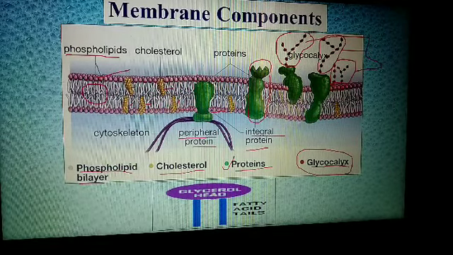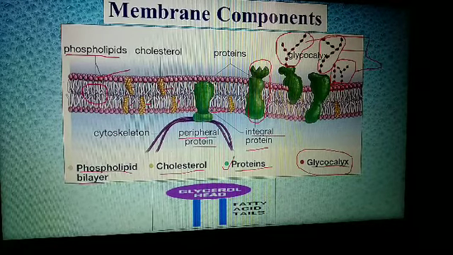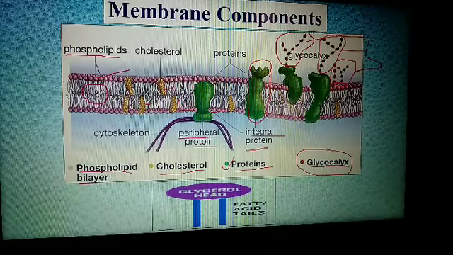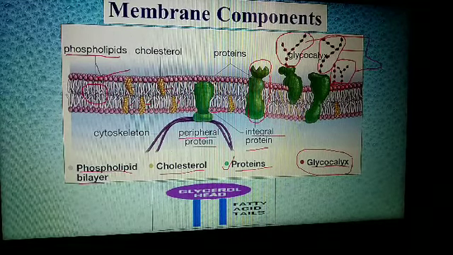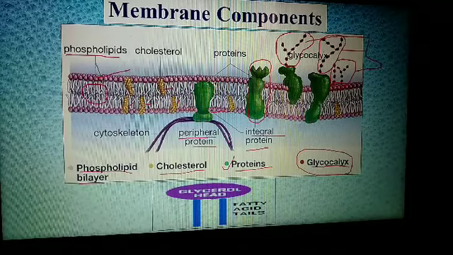So these are the four different components of cell membrane: phospholipid bilayer, cholesterol, proteins, and glycocalyx, meaning carbohydrates. So generally four things we will get: lipids, cholesterol, which is also a kind of lipid, proteins, and the other component is carbohydrates.